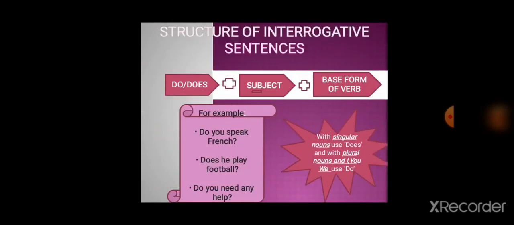Now we see the structure of interrogative sentences. Interrogative sentences, or questions, begin with the auxiliary verb, that is do or does, then the subject, and then the base form of the verb. Do you speak French? Does he play football? Do you need any help? Here we started with do. With first and second person and plural nouns, we use do, and with singular nouns we use does.